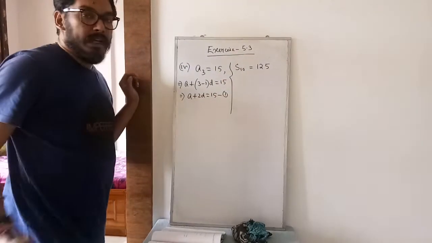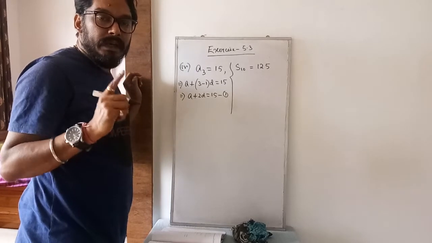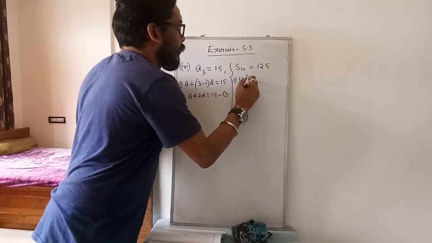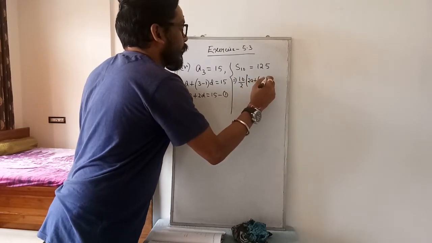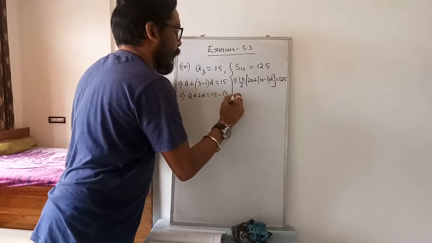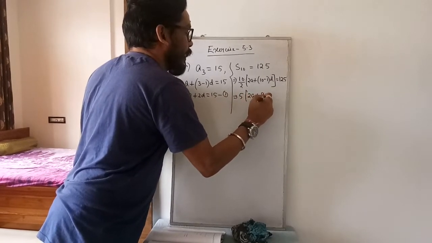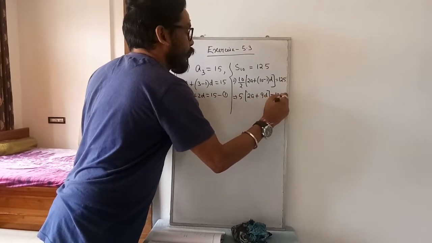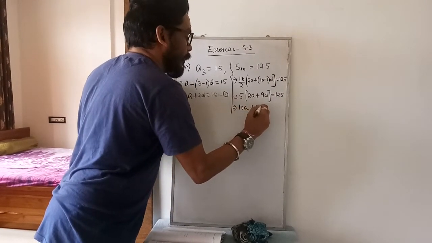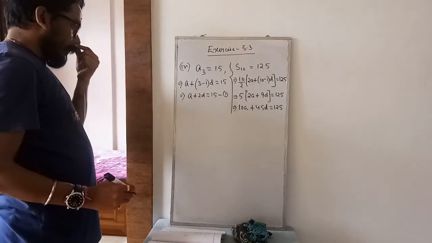And when you come to S10, the general formula is n by 2 into twice A plus (n minus 1) into d. So it will be 10 by 2 into twice A plus (10 minus 1) into d equal to 125. If you cancel it, it will be 5. Here it is twice A plus 9d equal to 125. If you multiply it, it is 10A and 45d equal to 125. Okay.